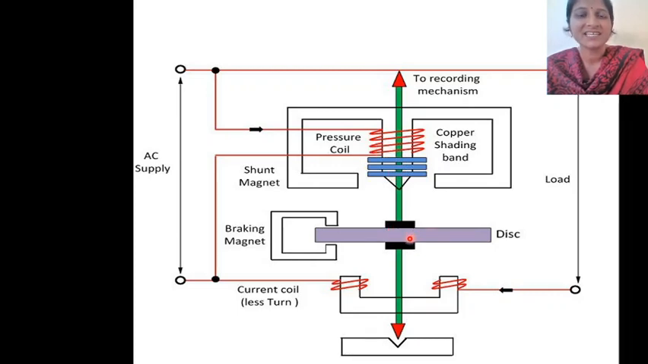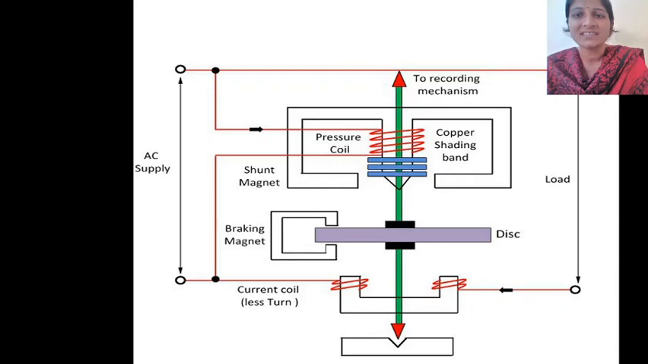There is an EMF induced in the disc. Because of the flux of the pressure coil, there is EMF induced in the disc, and because that induced EMF is in a closed path, eddy currents are formed in the disc. Make a note of these eddy currents. Next, coming to the current coil.